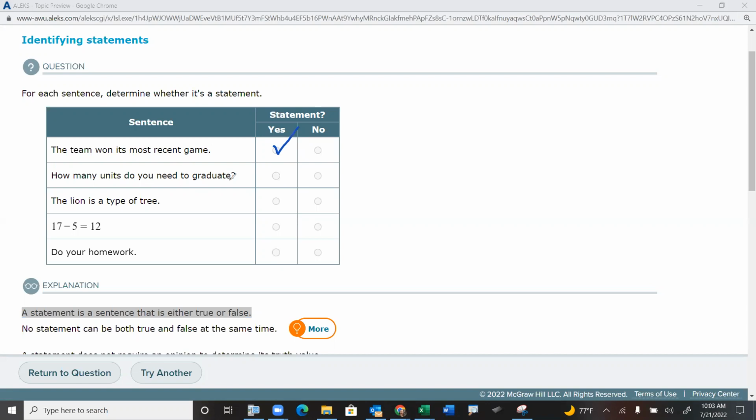How many units do you need to graduate? Well, it wouldn't make sense to reply true or to reply false to that, so it's not a statement. The lion is a type of tree. That's a statement, and it's false. 17 minus 5 equals 12. That's a statement because it can be determined to be true or false, in this case, true. Do your homework. That's a command that, well, again, it wouldn't make sense to say that sentence is true or that sentence is false, so it's not a statement. So that's all.